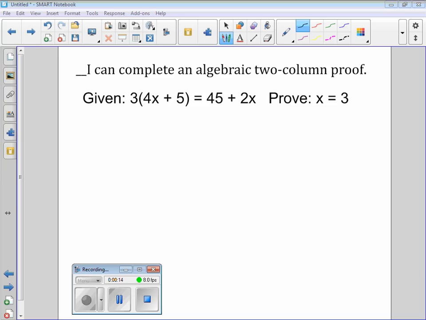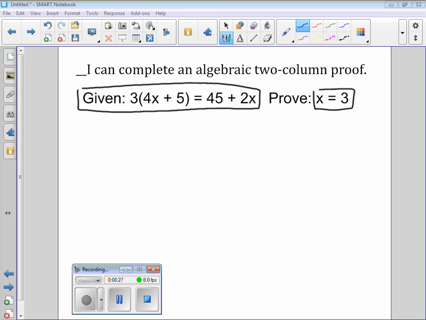So one of the I can statements for this section is I can complete an algebraic two-column proof. These kinds of problems are usually set up with you being given something to be true, and you're to show that something else is true, okay? Given that that first part is true. This is always the last line of my two-column proof.